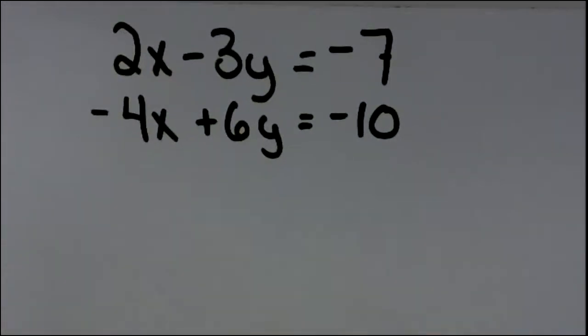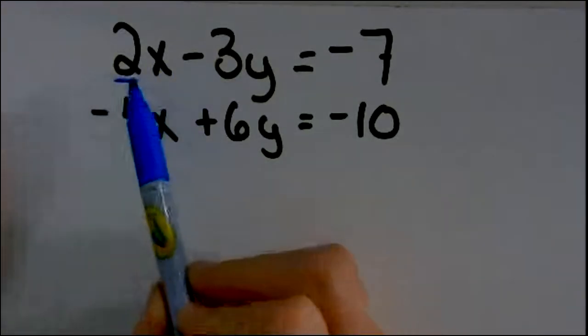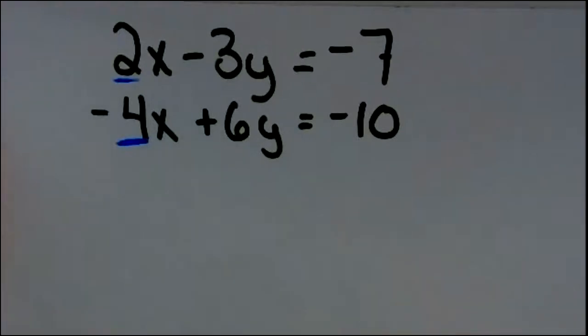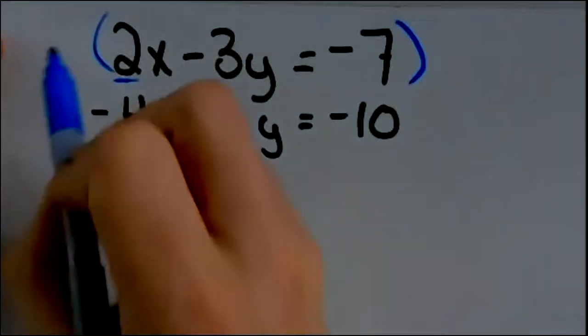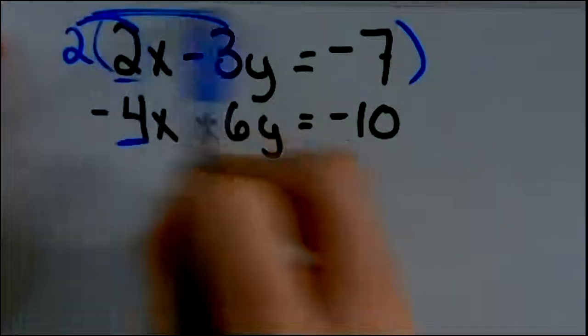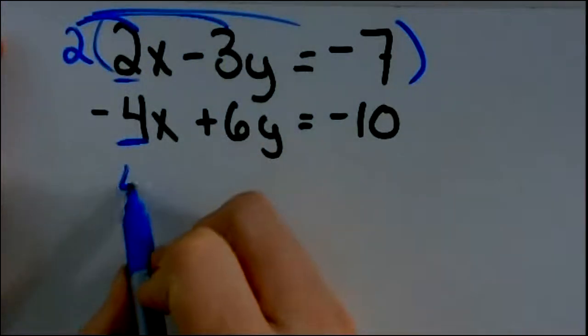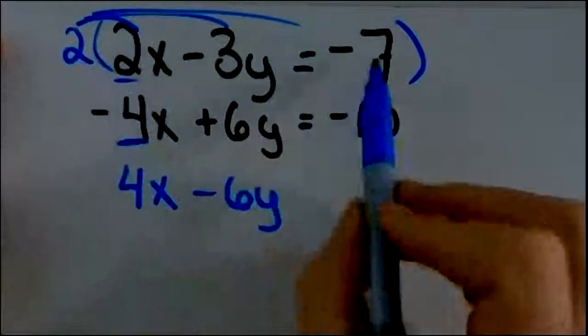We have 2x minus 3y equals negative 7, and negative 4x plus 6y equals negative 10. If you look at the first equation, if I want to get rid of the x's, I say I have a 2, I need a negative 4. The opposite of negative 4 is positive 4. So what would I multiply 2 by to get positive 4? Well, I'd multiply it by 2. So if I distribute that 2 through to everything, I would get 4x minus 6y, and 2 times negative 7 is negative 14.